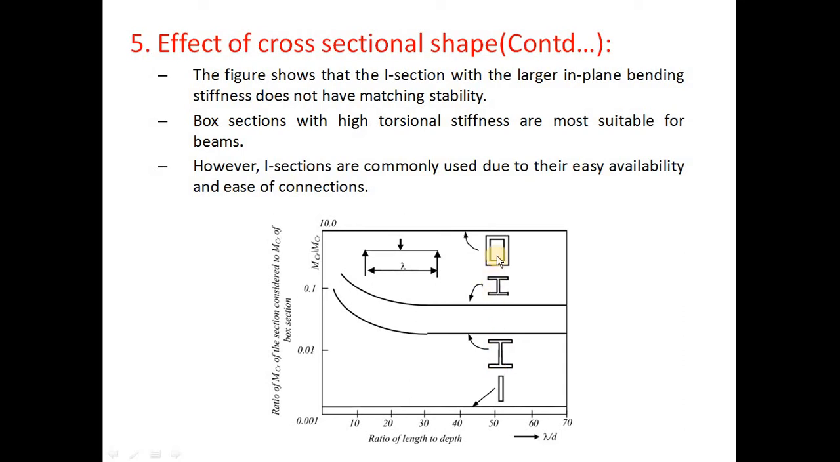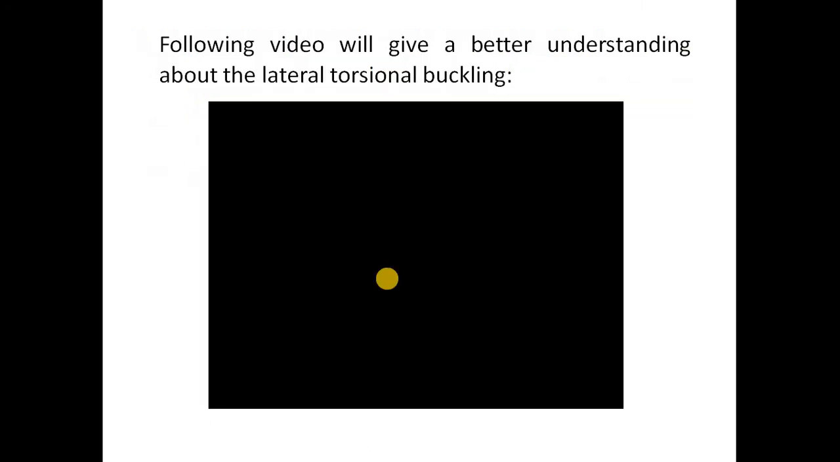And when you see the box sections, box sections with high torsional stiffness are more suitable for beams. The box sections are very much suitable in the case of beams because they have higher torsional stiffness and they are not susceptible to lateral torsional buckling. However, I sections are commonly used due to their easy availability and ease of connections. Box sections pose some problems in connections and availability. So most of the time we go for I sections only in the case of beams.